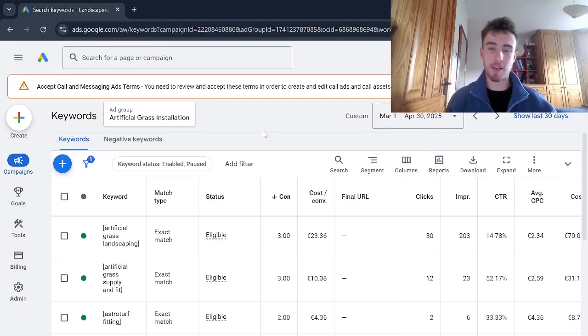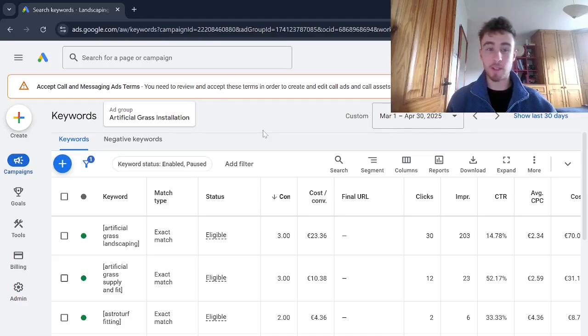So let's just say for a landscaping company, you might do patios, driveways, artificial grass installation, and fencing. Instead of putting all of them into one general landscaping ad group, what you instead want to do is group all of those keywords into separate ad groups based on intent. So all of the keywords in that one ad group have the exact same intent, and there's no right or wrong answer when it comes to how many keywords you should have in each ad group.